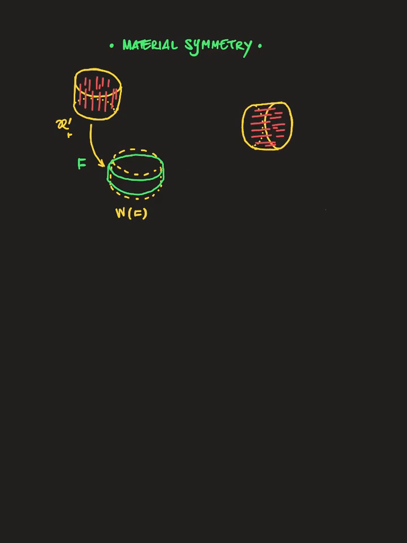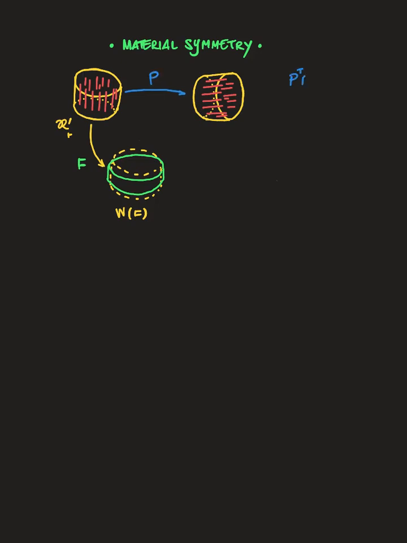I'm taking the reference configuration, and I'm now pre-rotating it before doing the same experiment as before. So clearly the deformation between these two reference configurations is a rotation. Let me call this P. This P is such that P transpose P is equal to identity. In other words, P is an orthogonal tensor.